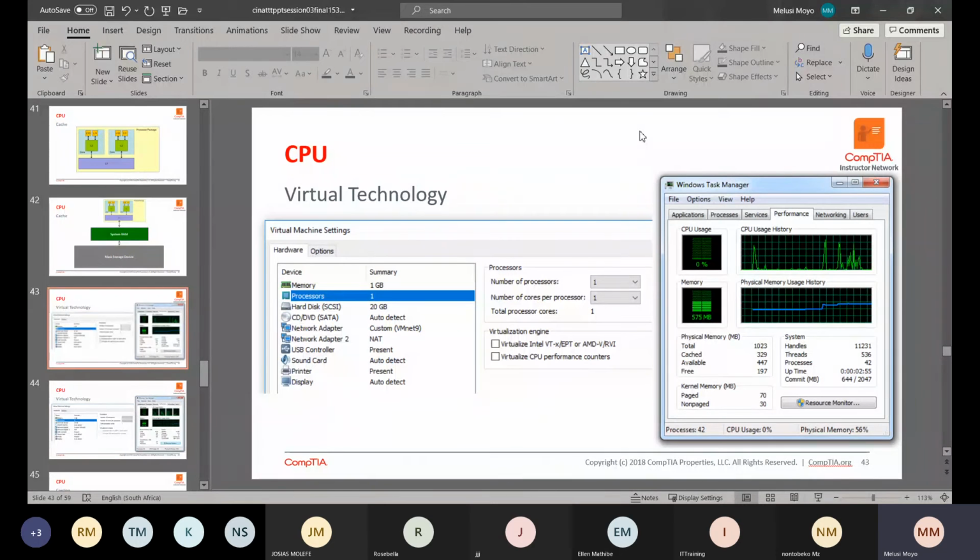Okay, the virtualization part of virtual technology, I'm sure it makes sense now. Why do we have that technology?